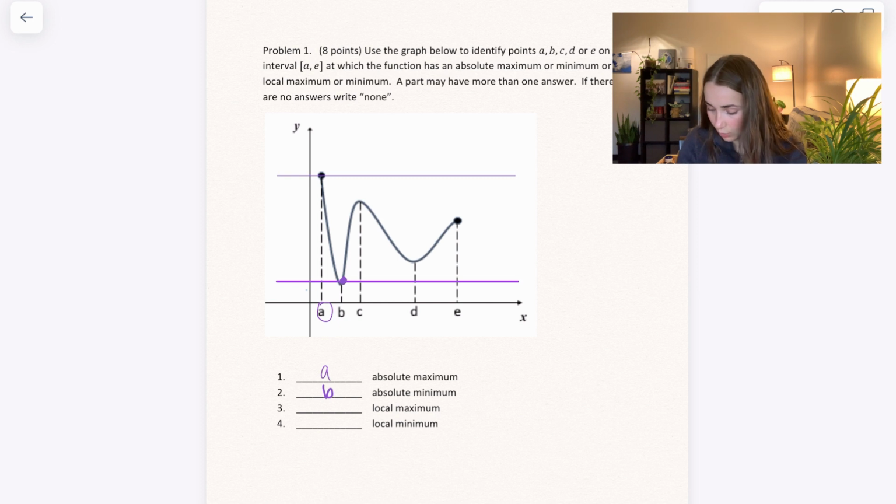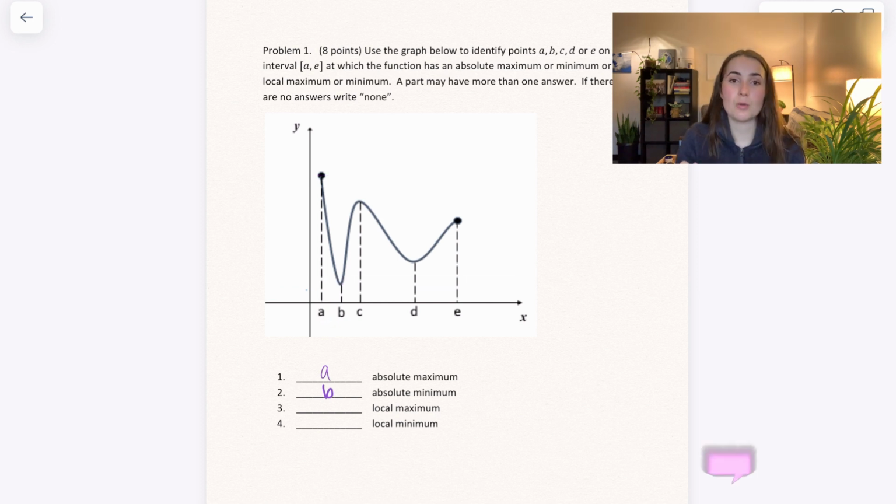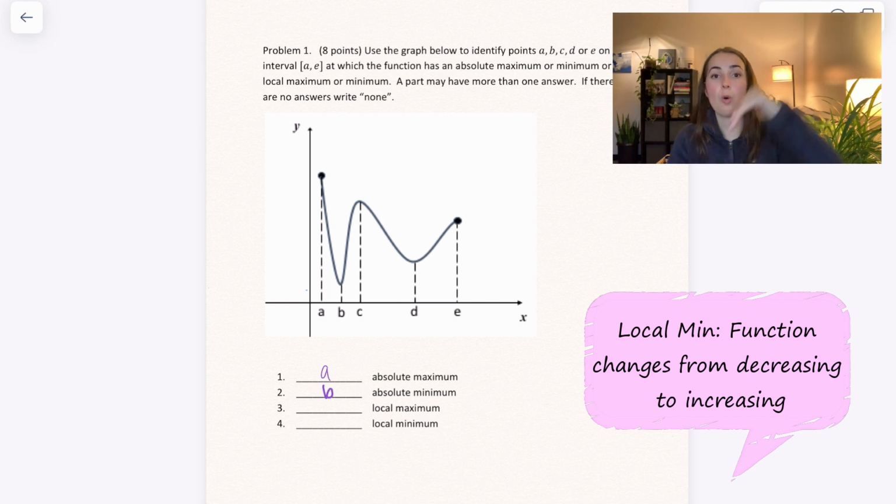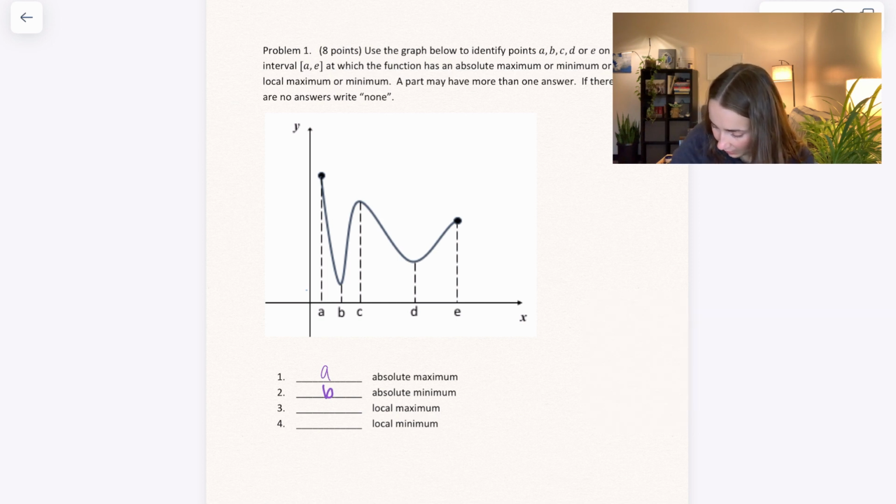Let's go ahead and talk about our local max and min. In order to be a local maximum or local minimum, it has to change from increasing to decreasing or from decreasing to increasing. So if we look at our points, we have a local maximum right here at c, and that's because our function changes from increasing to decreasing. And then when we want to look for a local minimum, we want to see where our function changes from decreasing to increasing. So that's going to be here at b, but it's also going to be right here at d, right? Because we change from decreasing to increasing. So that would be our solution for the first problem.